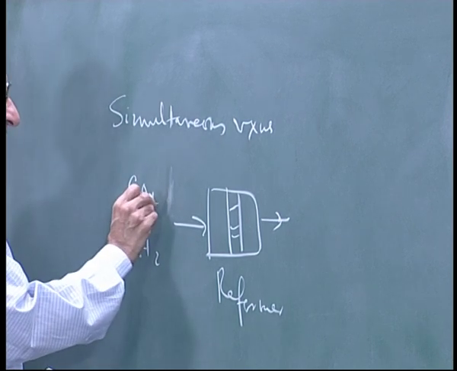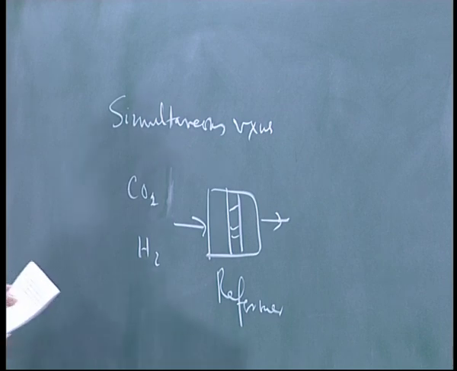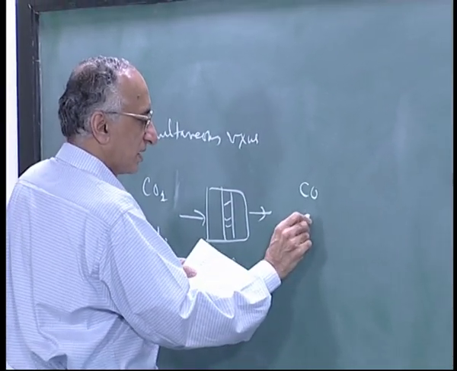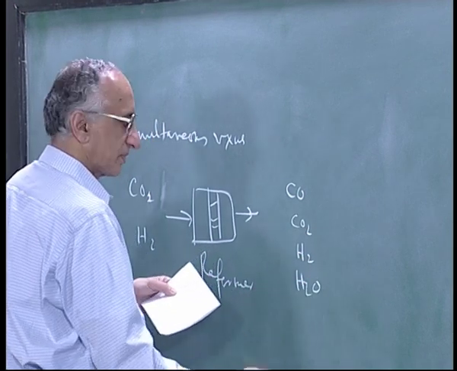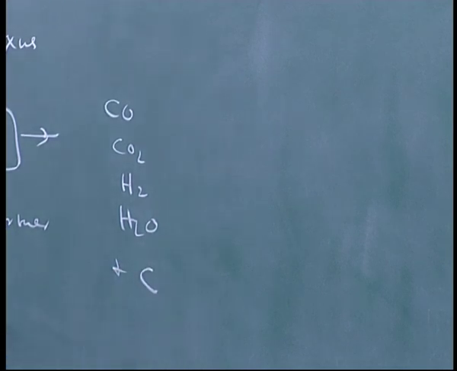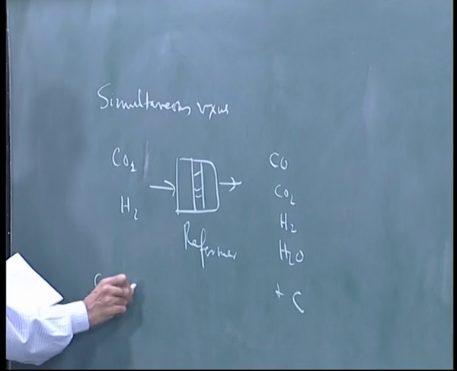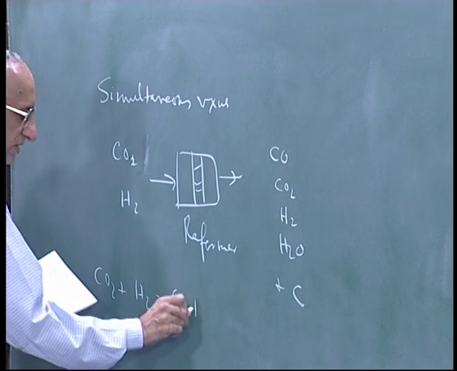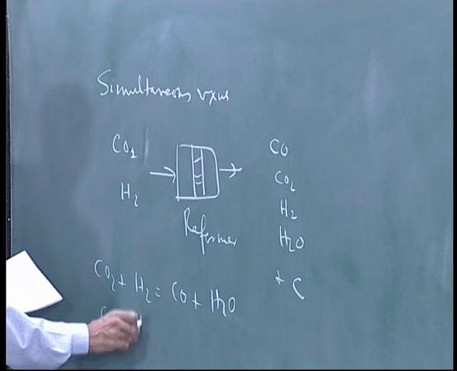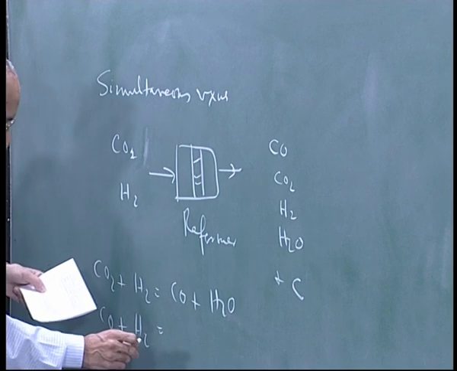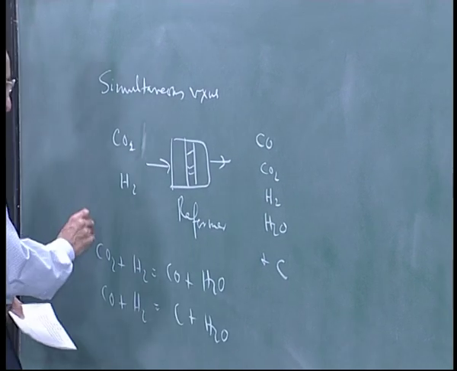If they want carbon monoxide, it's safer to store carbon dioxide, mix it with hydrogen, and get some carbon monoxide here. What you have here is carbon monoxide, CO2, hydrogen, H2O, and carbon. The reaction is given: CO2 plus H2 giving you CO plus H2O, and then CO plus H2 giving you C plus H2O.